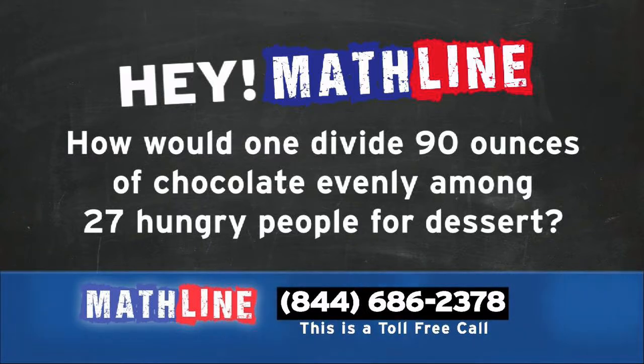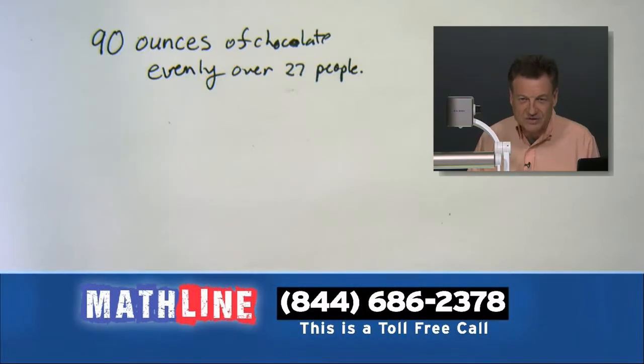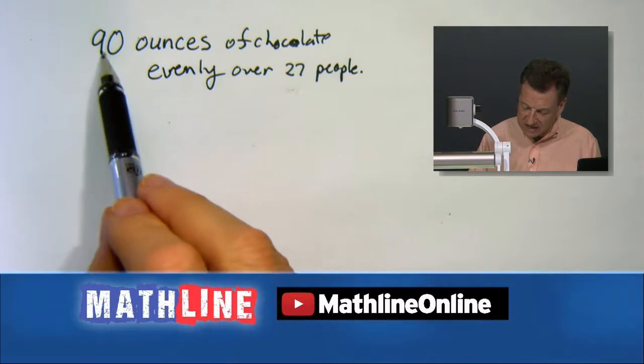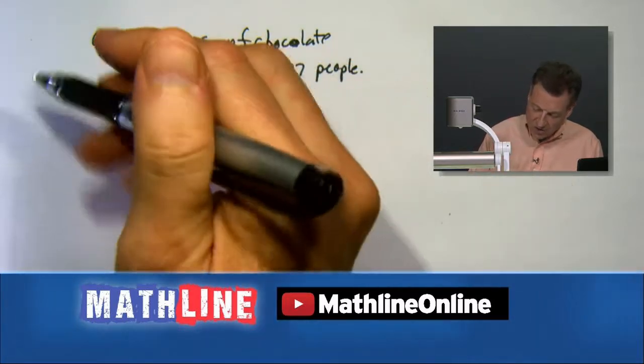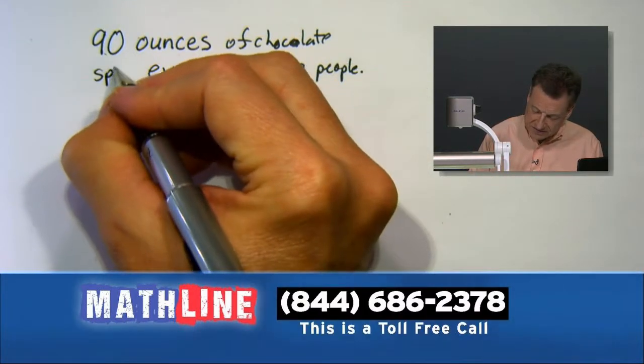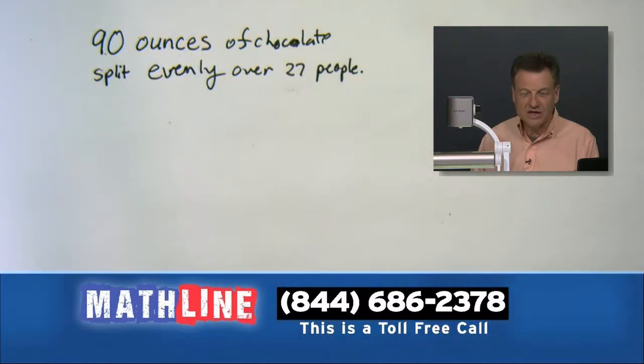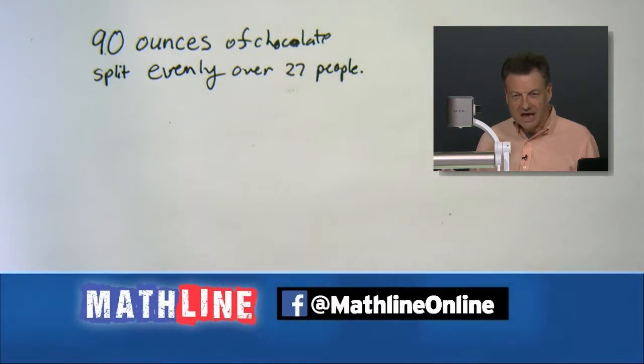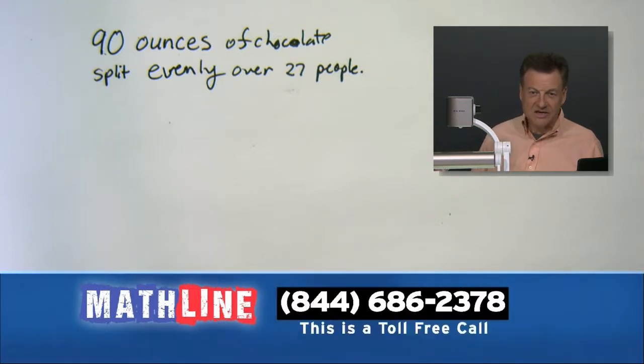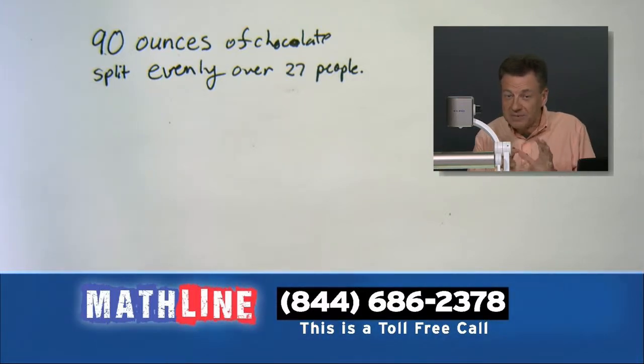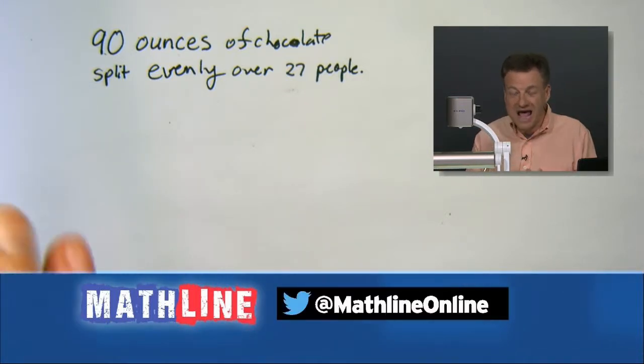All right. Well, let's take a look at how we're going to work this one out. I've written down a few little facts about it. We've got 90 ounces of chocolate, and we're going to try to split that chocolate evenly over 27 people. Now, it's a division problem, basically. And it says, can it be done? It can if you're willing to break the chocolate up into smaller than an ounce unit.